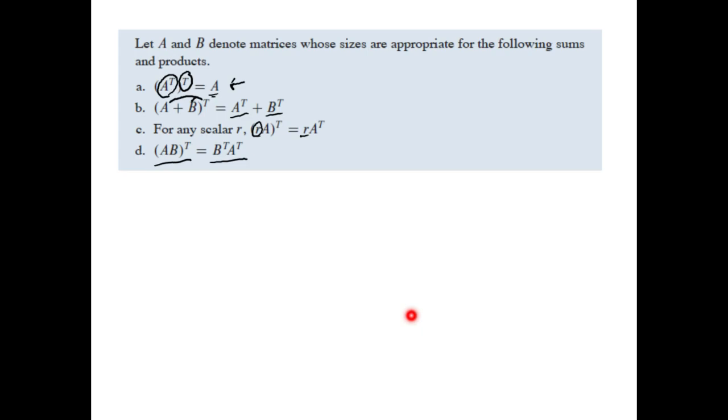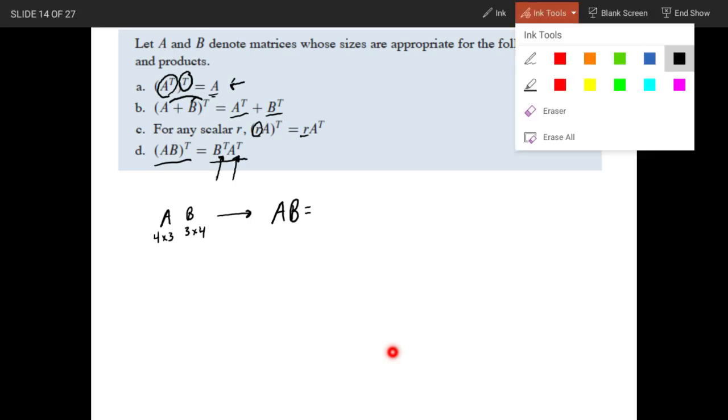This one I think is the most surprising one. If you do a product and then find its transpose, that's the same as first transposing the two matrices and then multiplying them, but in the reverse order. Just purely out of curiosity, I want to see how that works. Let's say that A is a 4 by 3 matrix and B is a 3 by 4 matrix. I want to stick with what I did before. Hold on a second.